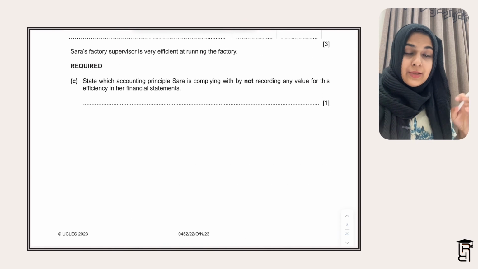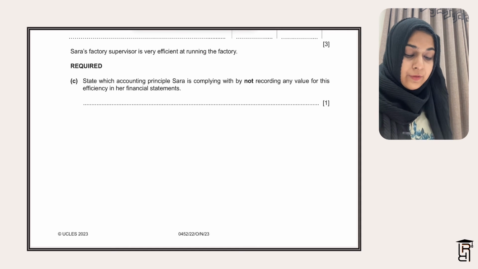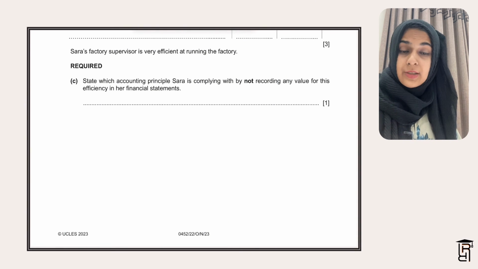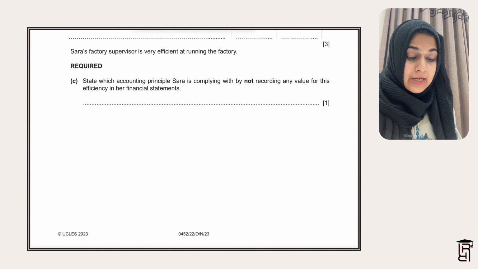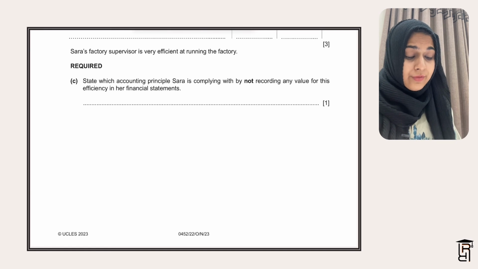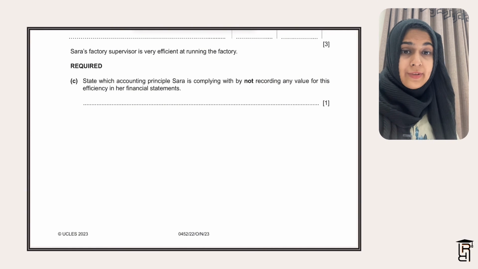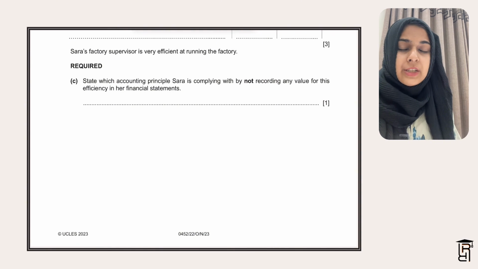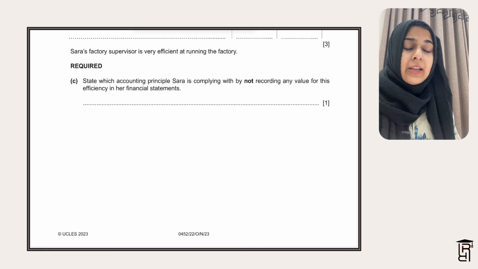Okay, in the next part, it's very interesting. I really like these kind of theory questions. They're saying Sarah's factory supervisor is very efficient at running the factory. State which accounting principle Sarah is complying with by not recording any value for this efficiency in her financial statements. So if your factory supervisor is very efficient, that's very good. But you cannot give a monetary value to your factory supervisor's efficiency. So in accounting, there is a principle, it's called money measurement concept.